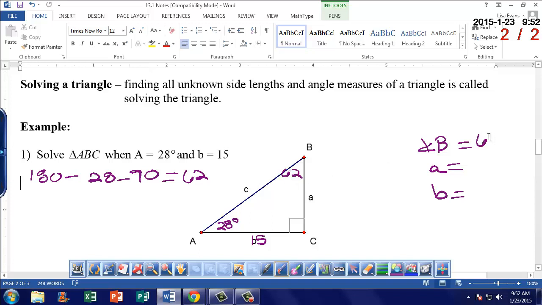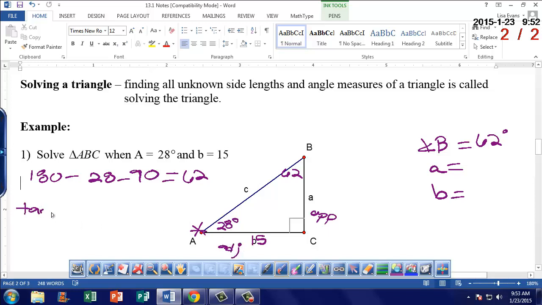Now, we're going to find side a. You need to decide which trig function you want to use. I like to start with the angle I was given in case I made a mistake finding the other angle. So I start with the angle I was given and I say to myself, which side do I want to find first, a or c? I'm going to find a first. So in relationship to my 28 degrees, this is the opposite side and this is the adjacent side. So I'm going to use tangent to solve for a.